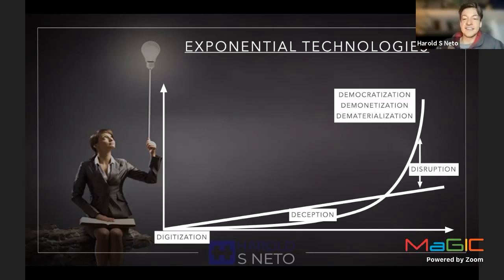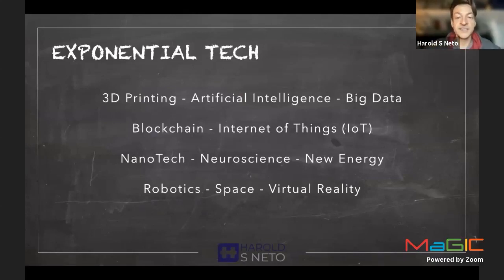And so let's take a quick dive into some of those exponential technologies. Here's a list that Singularity University is always keeping track of. And there's also the Singularity Index in the NASDAQ stock exchange in the US, so you can understand which companies are references in those different areas. We have 3D printing, artificial intelligence, big data, blockchain, Internet of Things, the IoT, nanotech, the neuroscience advancements that we're experiencing, new energy, robotics, space, and virtual reality. Those are some of the top technologies that we are closely following, because we believe those are the most powerful technologies we have for now and for the future.